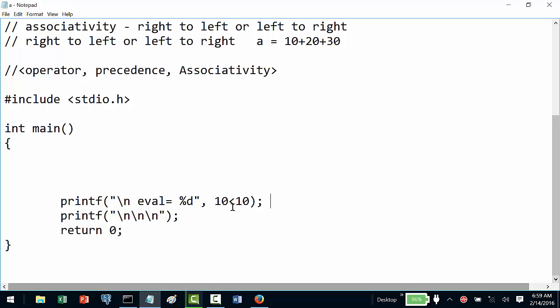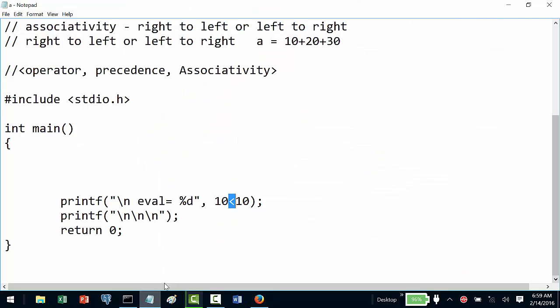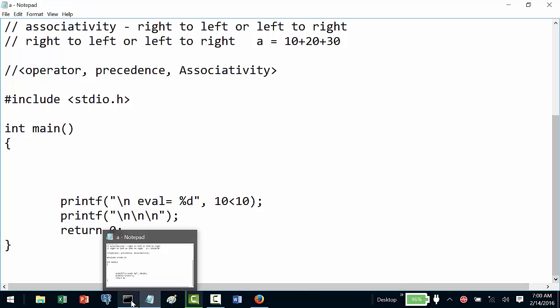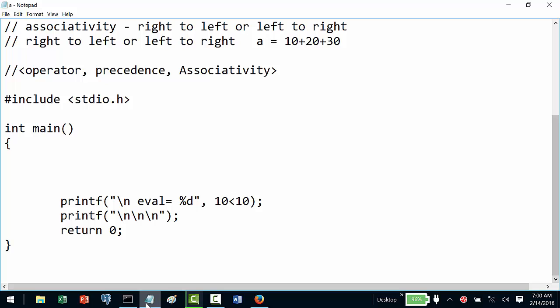Now, if I look at my less than operator and go to my precedence table, the less than operator has a priority which is lesser than the other priorities, but the associativity is left to right, which means that suppose I now have 10 less than 10. Is 10 less than 10? We don't know the result of an expression in C when I evaluate a relational expression. Does it say true or does it say false?